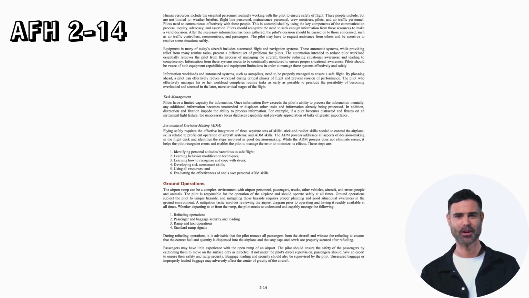Passengers may have little experience with the open ramp of an airport. The pilot should ensure the safety of the passengers by cautioning them to move on the surface only as directed. If not under the pilot's direct supervision, passengers should have an escort to ensure their safety and ramp security. Baggage loading and security should also be supervised by the pilot. Unsecured baggage or improperly loaded baggage may adversely affect the center of gravity of the aircraft.